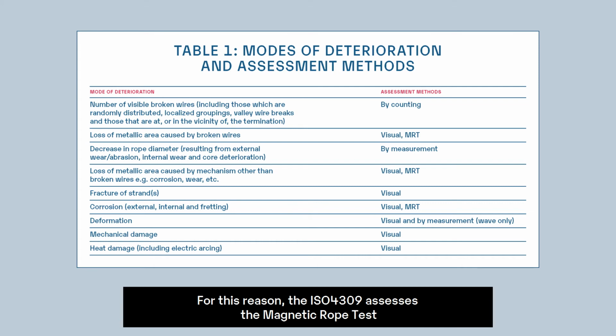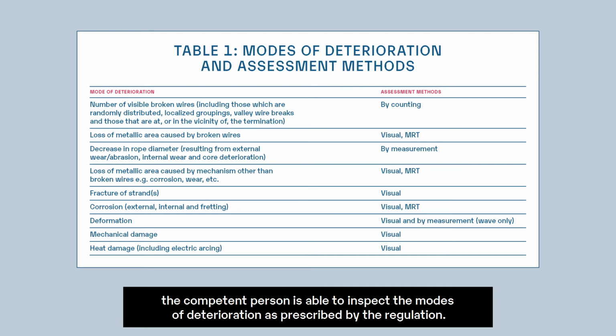For this reason, the ISO 4309 assessed the magnetic rope test as the preferred method for loss of metallic area caused by broken wires, loss of metallic area caused by mechanisms other than broken wires, and for corrosion, whether external, internal, and fretting. Thanks to this specific methodology, the competent person is able to inspect the mode of deterioration as prescribed by the regulation.